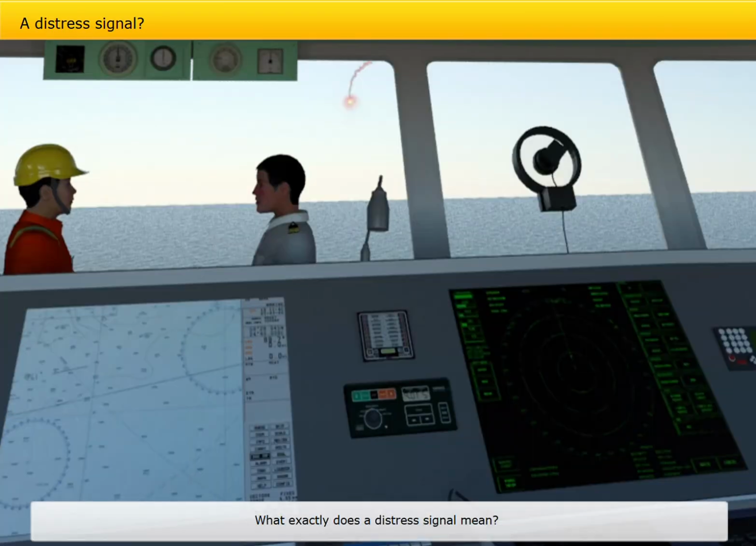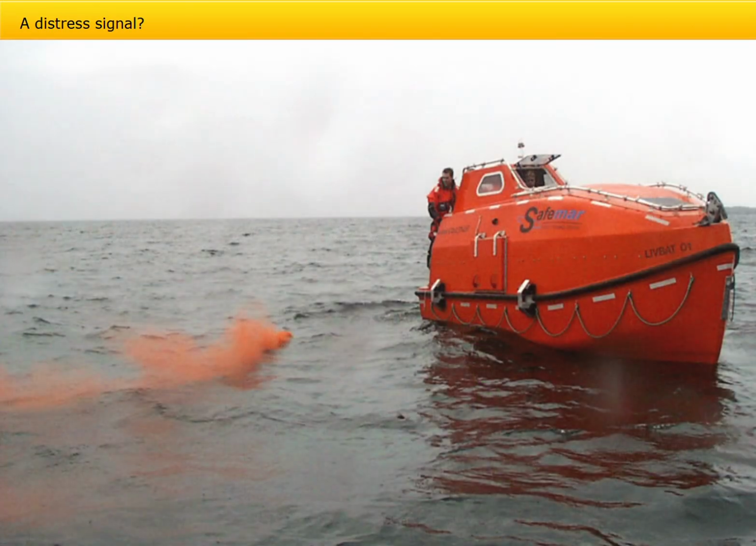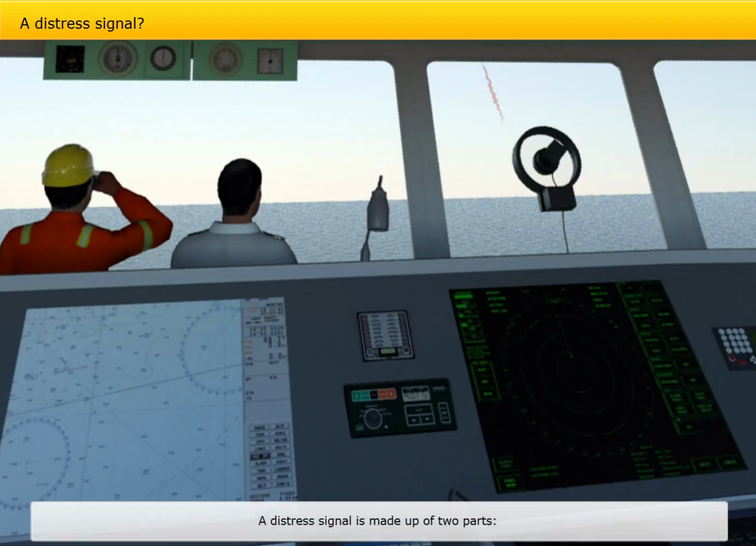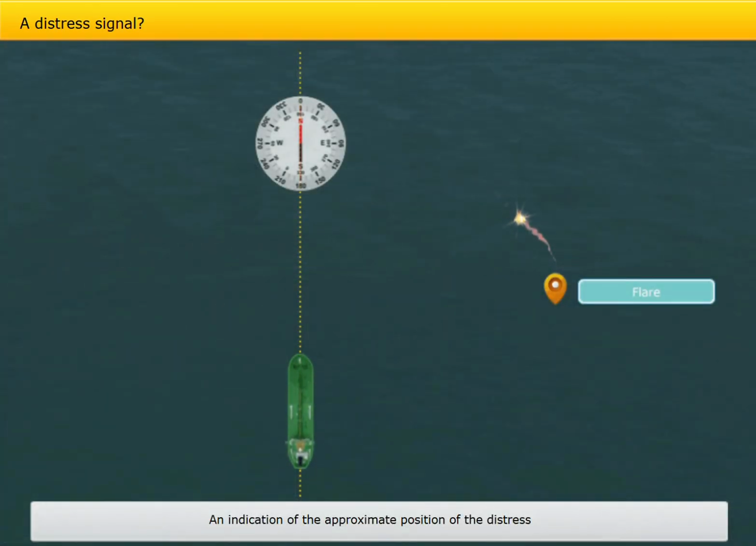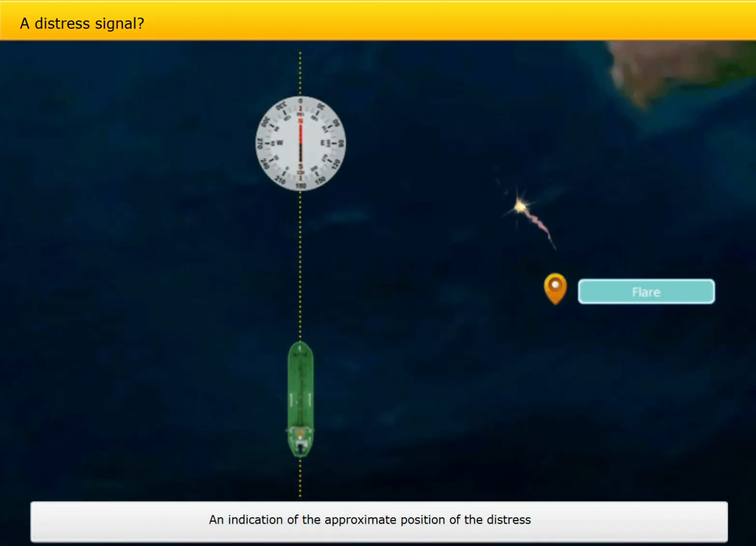What does a distress signal mean? A distress signal is a special type of communication. It shows that people, a ship, or an aircraft are in serious danger and require immediate assistance. A distress signal is made up of two parts. Something audible or visual to attract your attention, for example, the red flare to make you take notice. An indication of the approximate position of the distress. For example, the red flare is northeast of your position.